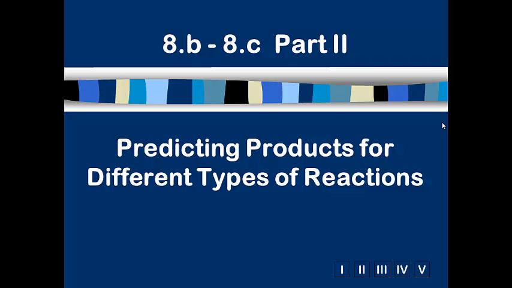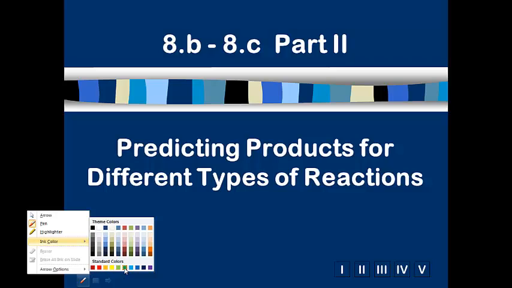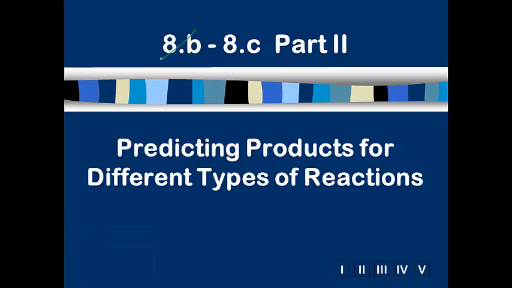Alright, today we're going to finish out the second part of actually 8C. So if on your notes you happen to have 8B, just cross that off because it's going to be 8C. And what we're going to focus on is predicting products.